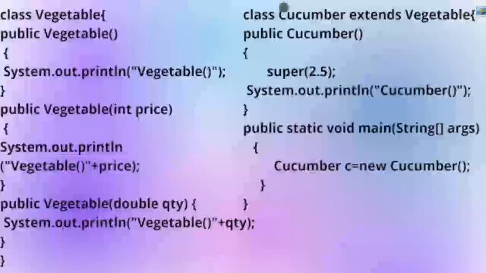Okay, we do have a program here. You have a class Vegetable, public Vegetable. This is a constructor now because it has the same name as that of your class.